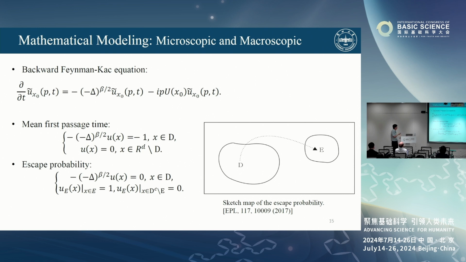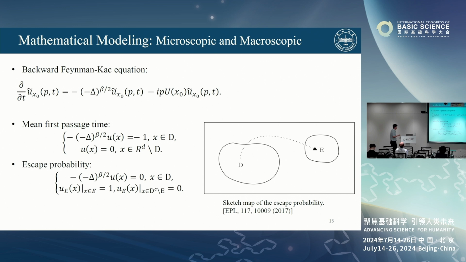You can also derive the backward Feynman-Kac equation. Here x0 is the starting point. It's just a parameter. The previous forward one is the joint distribution of position and functional, but here it is just the distribution of the functional. There is no x; here x is just a parameter, the starting point. So it's not a joint distribution. If you are just concerned about the distribution of the functional, not the joint, you don't concern the distribution of x, you can use this equation. We call it the backward equation.